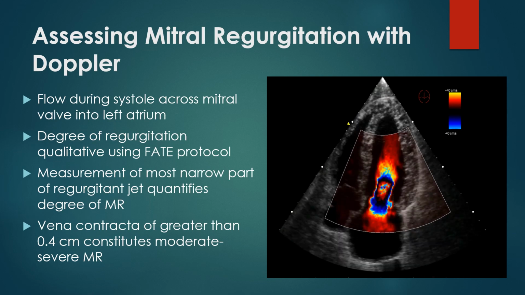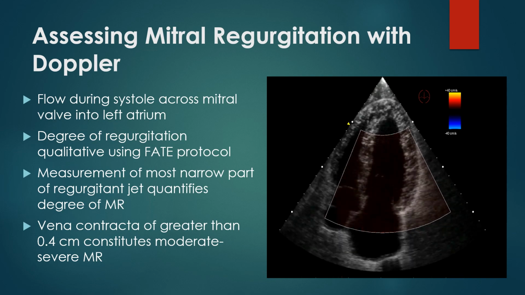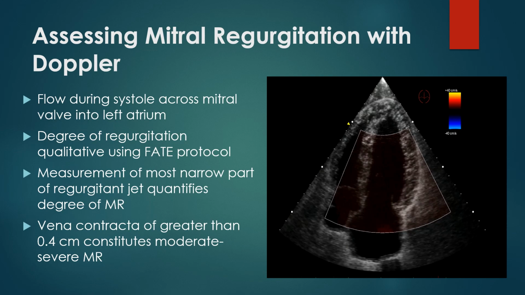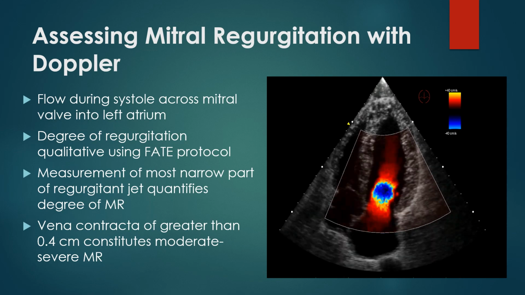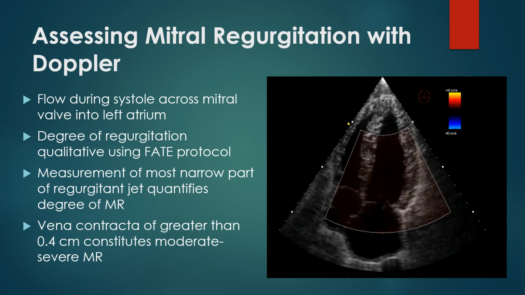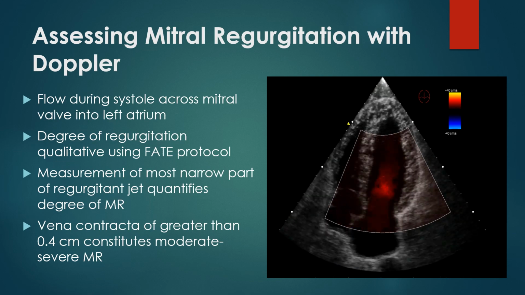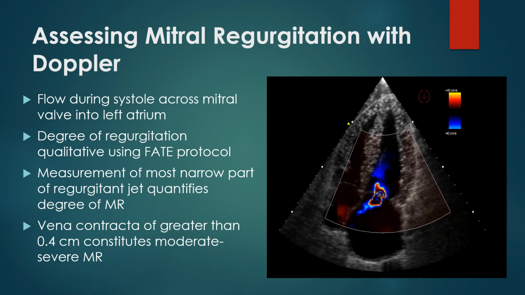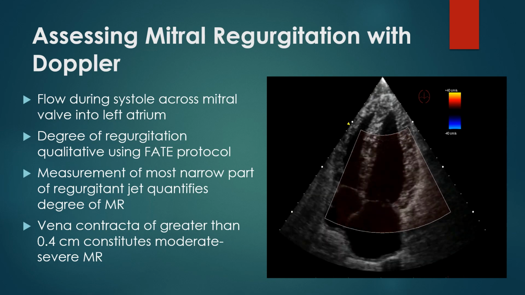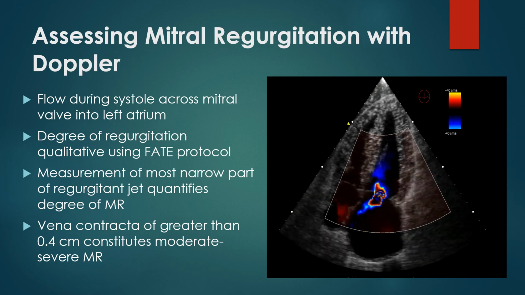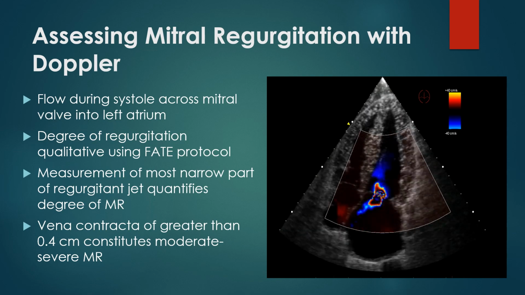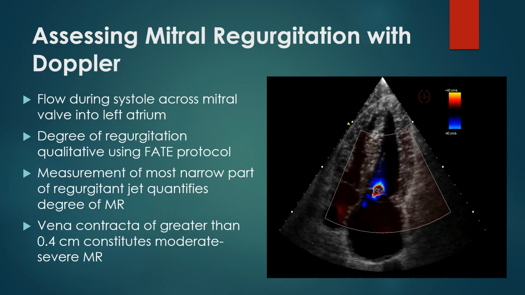What you can do, though, is you can freeze this image and measure the narrowest part of this regurgitant jet, and if it's greater than 0.4 centimeters, it constitutes moderate to severe MR and probably somebody that does not need to be undergoing an elective operation. If you're forced to do the operation, obviously in the absence of coronary artery disease and aortic stenosis, you're going to want to maintain a pretty brisk heart rate, probably 70 to 90 beats per minute, and avoid extremes of hypertension.